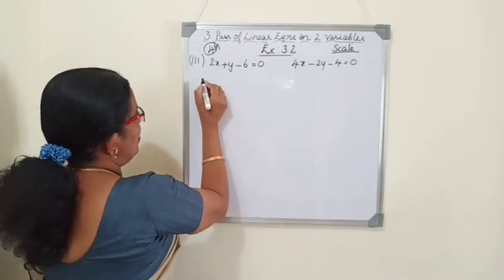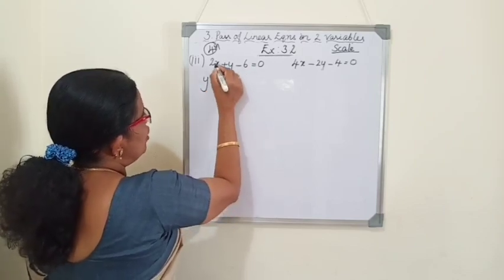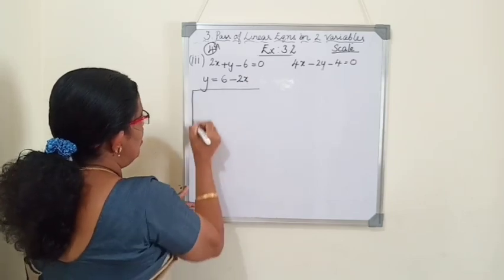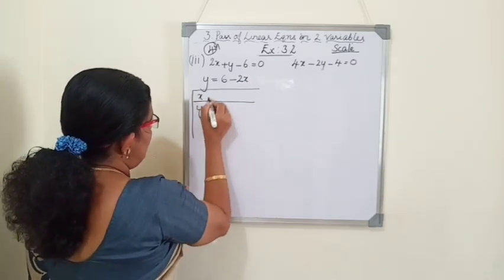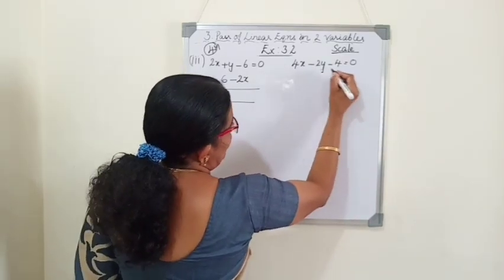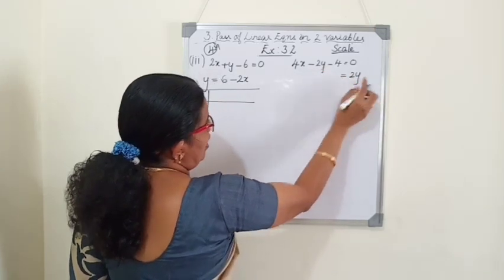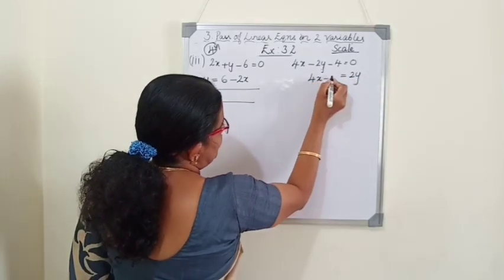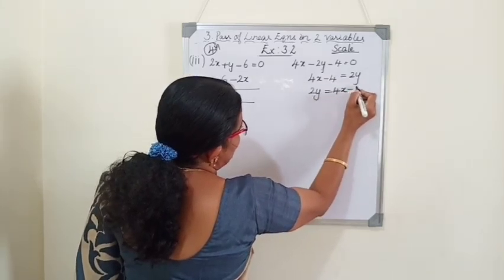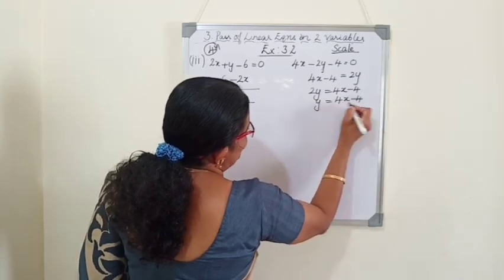Now y equals minus 6 becomes 6. 2x become minus 2x. So the first table we will do. Here, as the y term is negative, we will write that term to the right side. Minus 2y becomes 2y. Now 4x minus 4 is as it is. Once again, 2y equals 4x minus 4. y equals 4x minus 4 by 2.